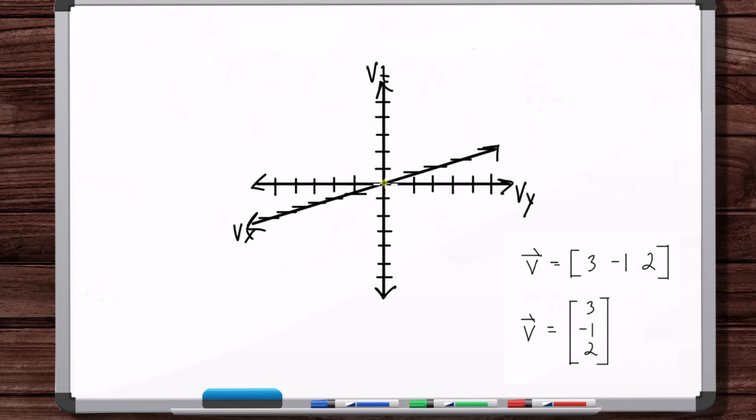So let's do that. 3 units in positive x. Okay, we're here. 1 unit in negative y. So now we're over here. Okay, now 2 units in positive z. So we're, let's see.